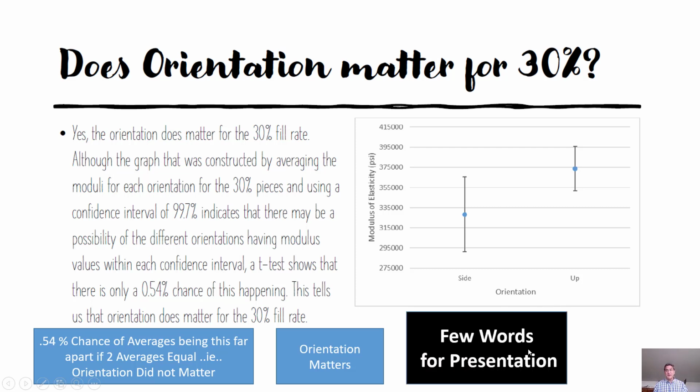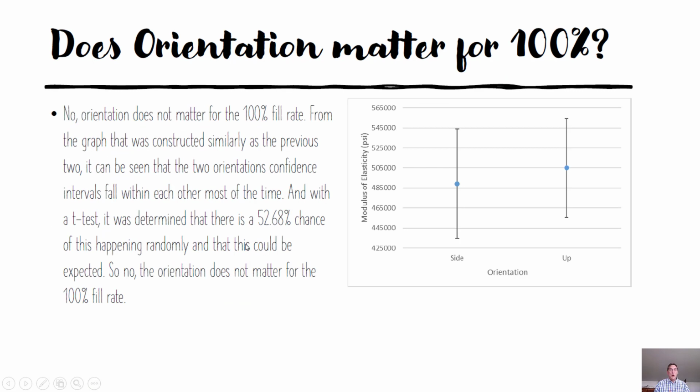Okay, I said I'd talk about this earlier, and here it is. For your presentation, you do not want words like this on your slides. So for this slide, does orientation matter? I would probably have yes. T-test, 0.54%. That's probably all I would have on that slide, to use it then to tell my story about this. You don't want all these words clogging up you trying to tell me what you want to tell me about your story.